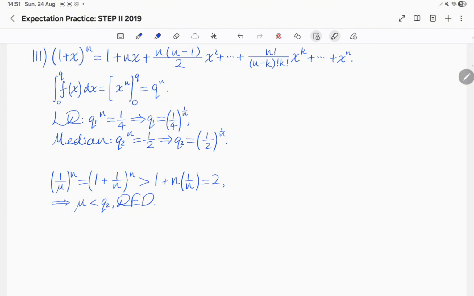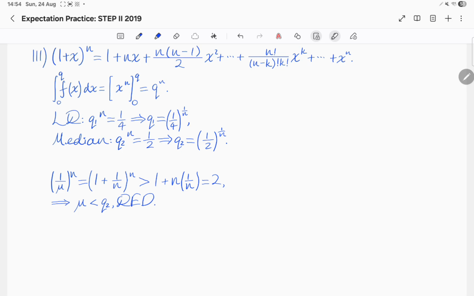Now we'll calculate the integral between 0 and q of f of x with respect to x. This is equal to q to the n. We'll now calculate the lower quartile and the median. The lower quartile is the nth root of 1 quarter, and the median is the nth root of 1 half.